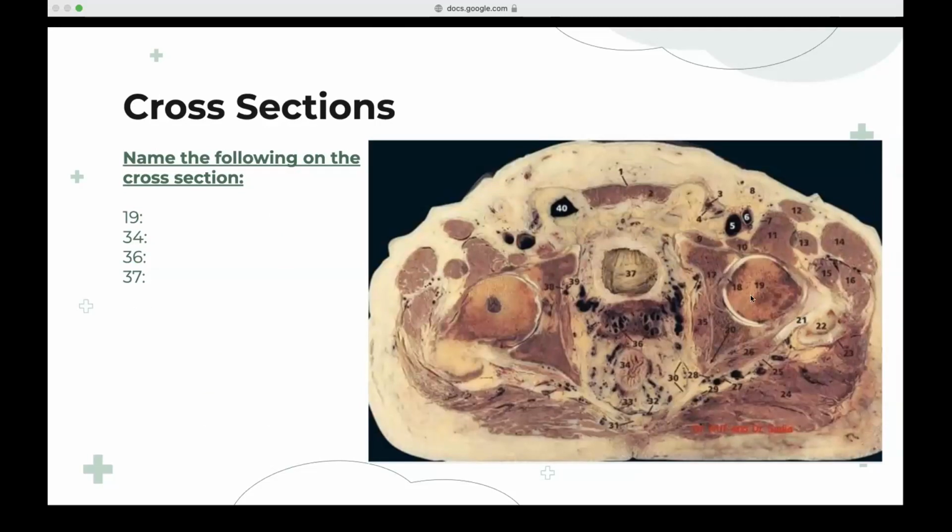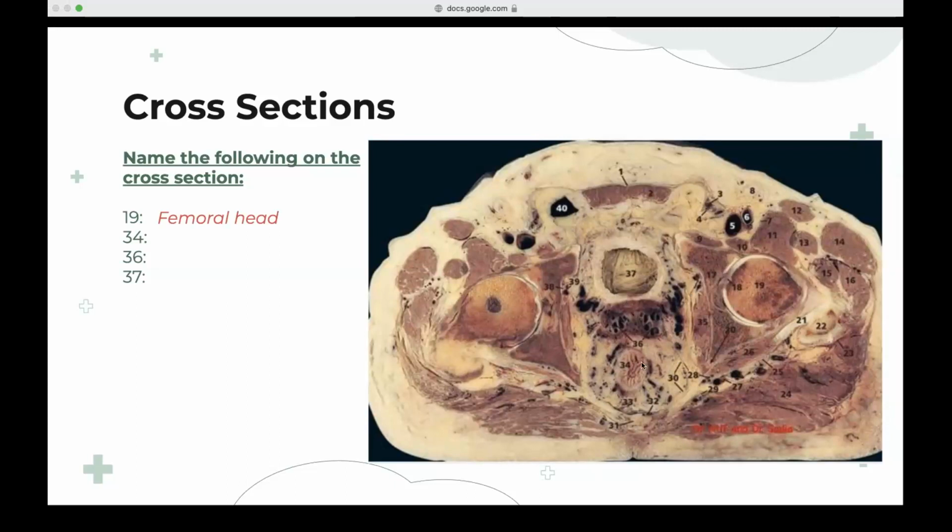What's 19? Psoas major. Not quite. The femur. Remember, exactly, the femur. This is actually the femur. The psoas major is around the vertebrae. So you would see the vertebrae in the middle, you would see bone, and you would see the psoas major on both sides. This is too far for it to be the psoas major. So this is the femur, or femoral head.